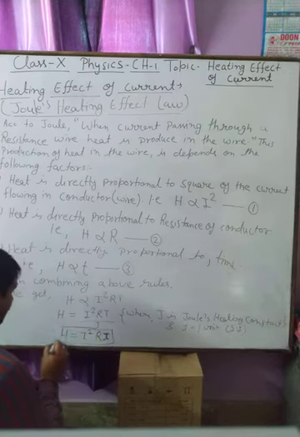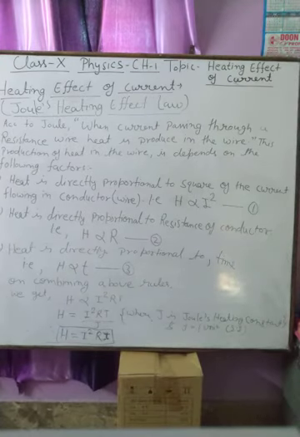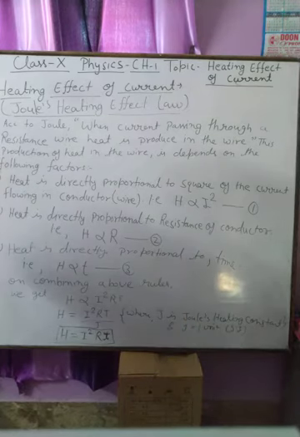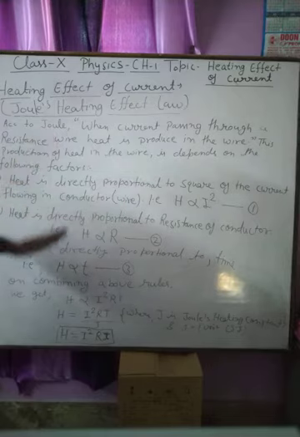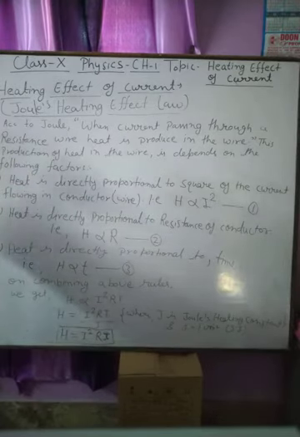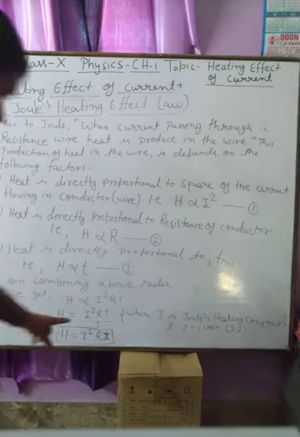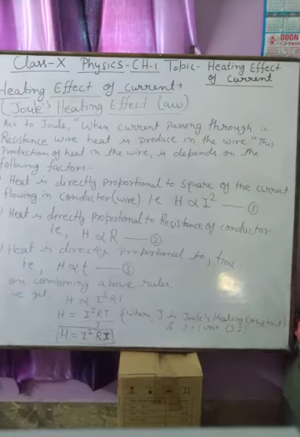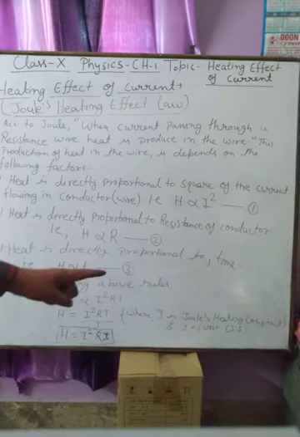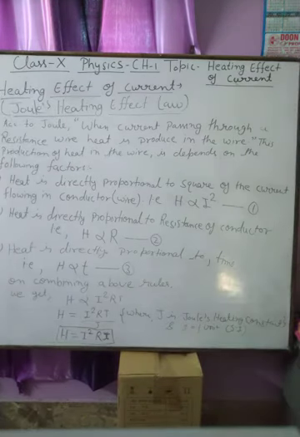This is the Joule's heating rule, for heat produced or developed inside the conductor when current is flowing. These are the three rules given by Joule. So it is called Joule's heating effect, and J is Joule's heating constant, whose value in SI system is 1 unit, so the result becomes H is equal to I square RT.